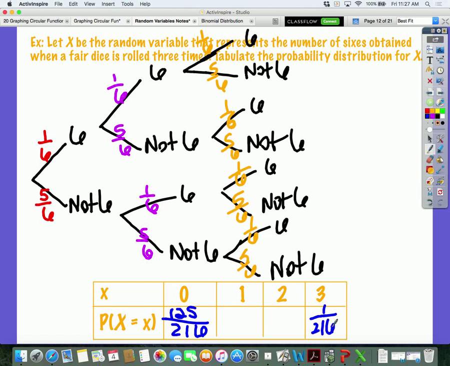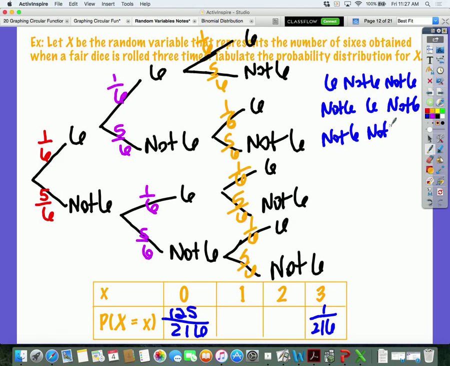I'm looking for just one 6. Let's see. I could get a 6, and then not a 6, and not a 6. Or I could get not a 6, a 6, and then not a 6 again. Or not a 6, not a 6, and then a 6. Those are my only outcomes where I can get just one 6.